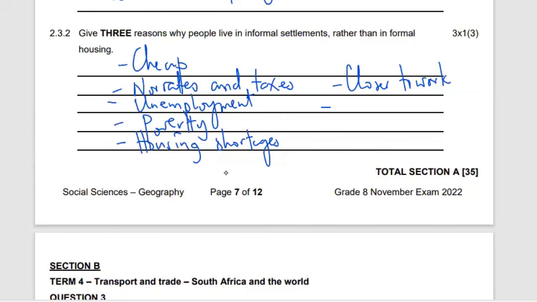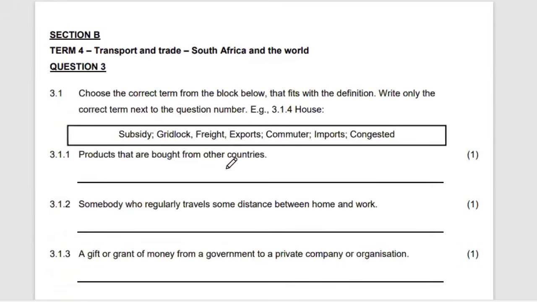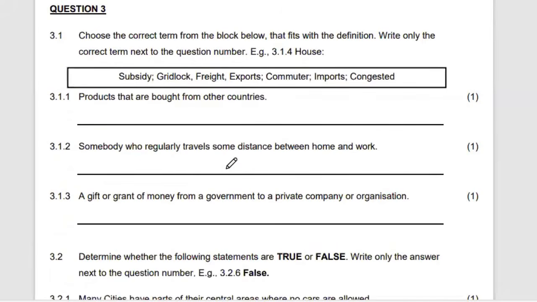Right. So basically, those are some of the ideas that you can use to justify why there are people in informal settlements. Choose the correct term from the block below that fits with the definition. Write only the correct term next to the question number.